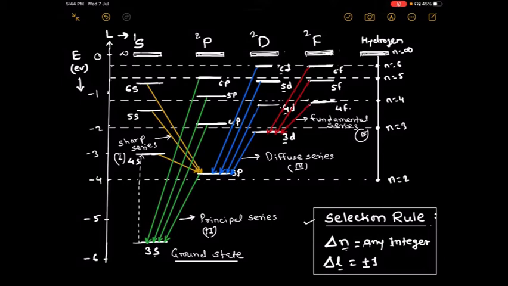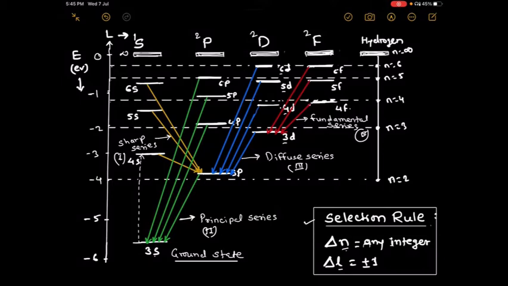In the first series of spectral lines, the sharp series, all running states are S states and it ends on the lower common limit, the 3p state. That results in the sharp series. Hence n should be equal to or greater than 4, that is 4, 5, 6, 7 and so on. The fixed state is 3p. That is the sharp series, shown by yellow lines.